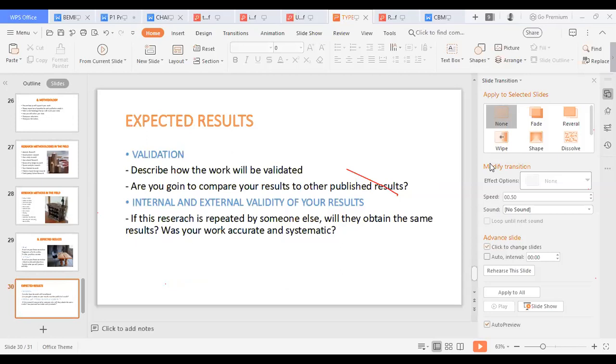If this research is repeated by someone else, will they obtain the same results? Was your work accurate and systematic? This is a central question that you need to ask yourself throughout your research process. If this research that I conducted was repeated by my neighbor, are they going to obtain the same results, or are they going to find something different, or something closer to my findings? Is my work accurate and systematic? This is what, as a researcher, you should look at when you're looking at your expected results.